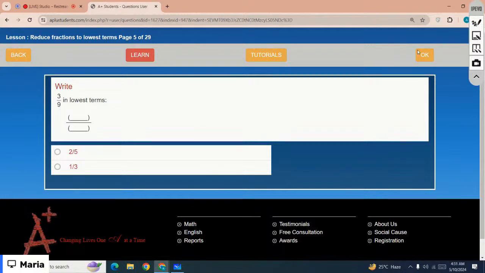Okay, write 3 by 9 in the lowest term. So which is the correct option? The correct option is 1 over 3. Okay, you can complete the lesson by yourself later today. Let me just move on to the next lesson.